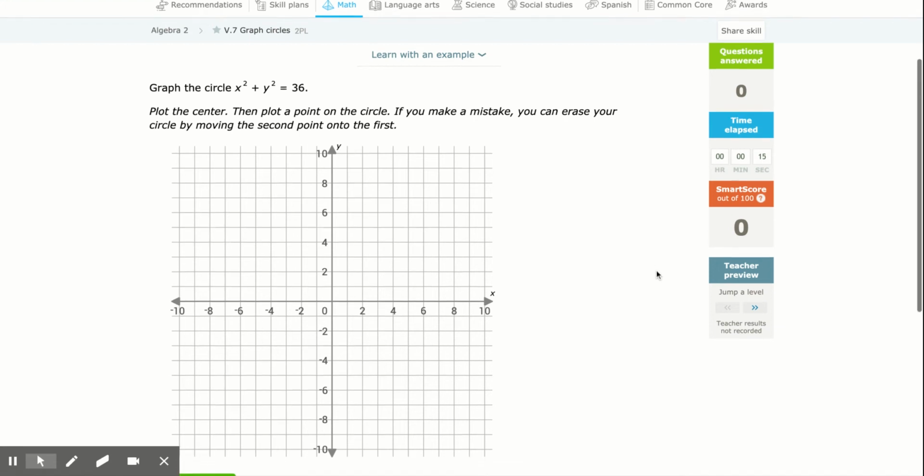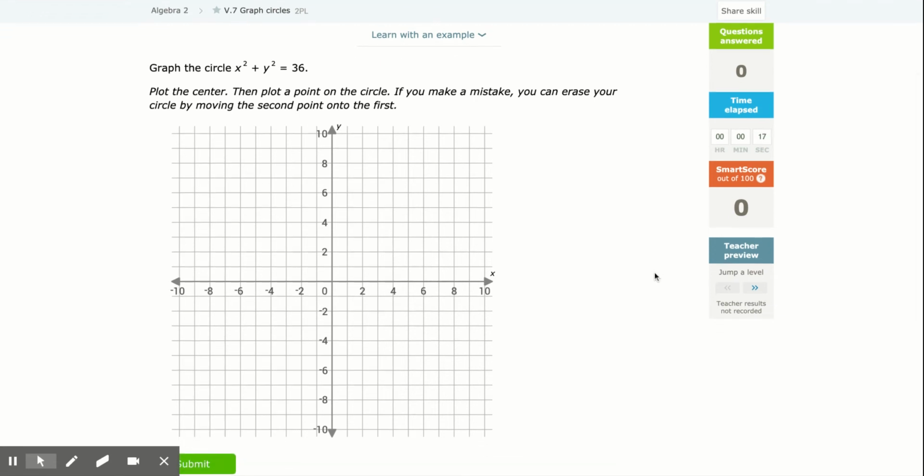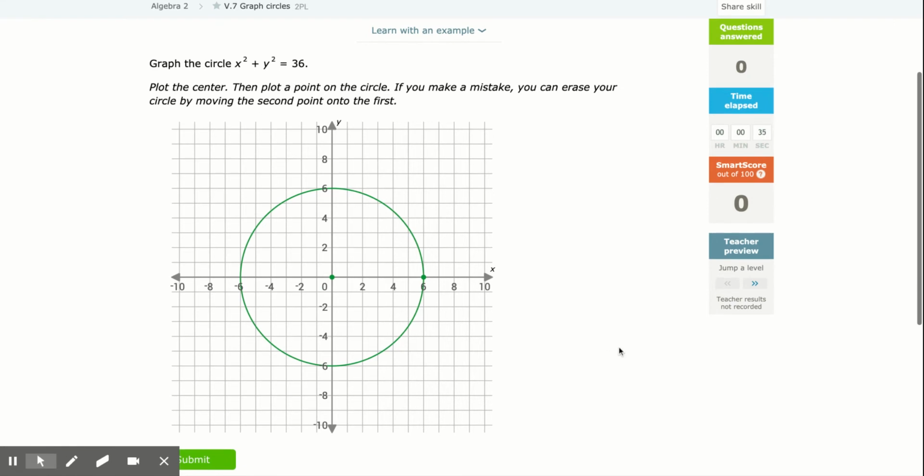Good afternoon. This should be an easy lesson if you've done the previous lessons. It's just graphing circles. Now, they won't always be written in standard form where you can see the center and the radius, but it starts out that way. This has a center of 0 and a radius of 6, which you should have known if you've watched the previous lessons and done the lessons.